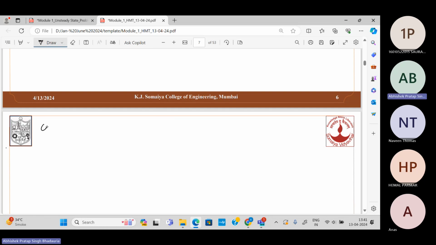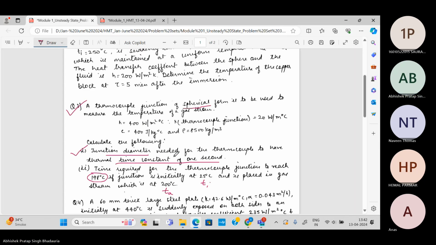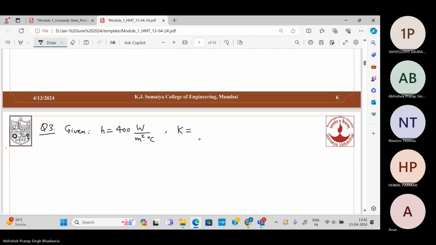Okay, so problem 3. First of all, write down what is given in the problem. Given is the value of h as 400 watt per meter square degree Celsius. Thermal conductivity value is given as 20 watt per meter degree Celsius.